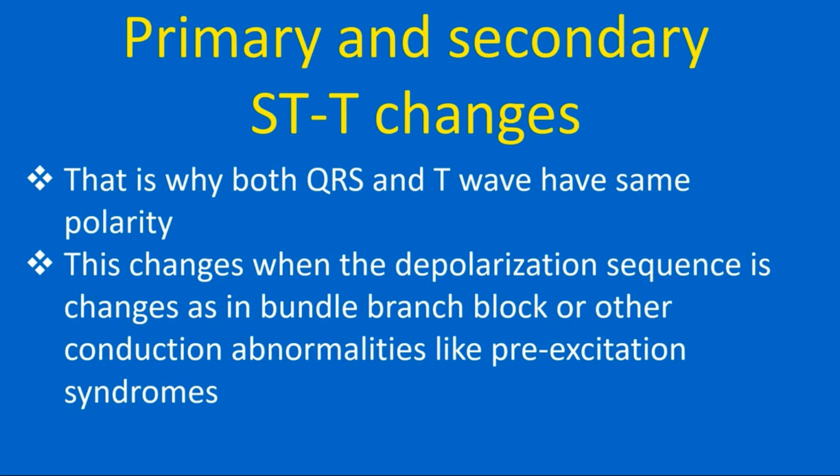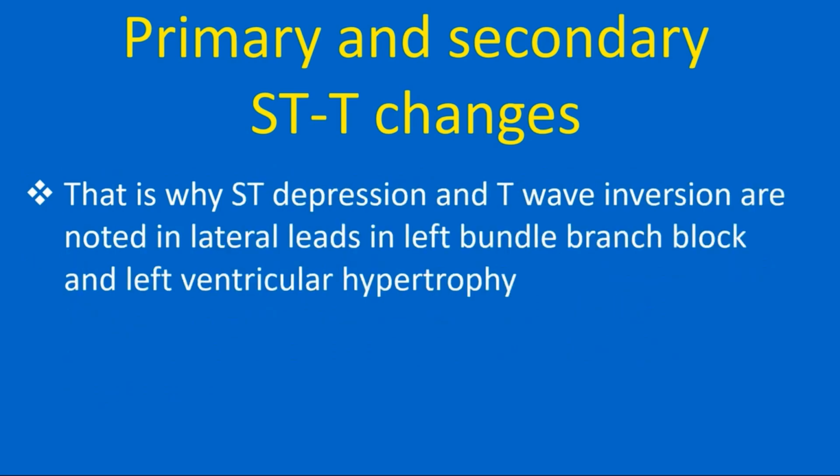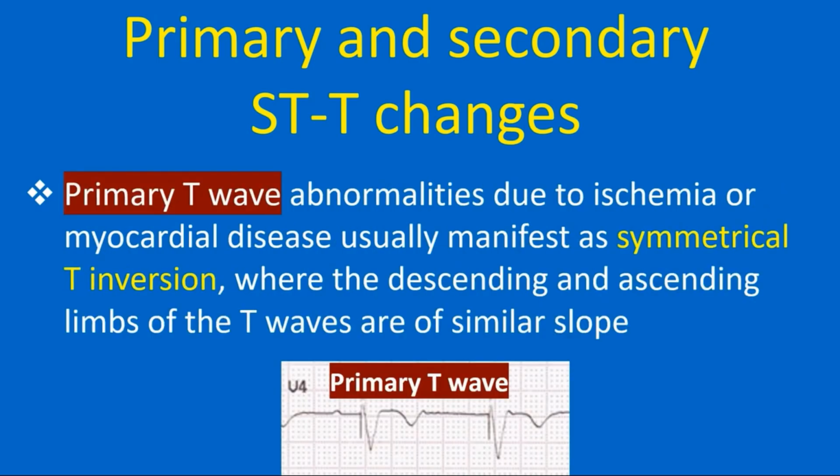This changes when the depolarization sequence is changed, as in bundle branch block or other conduction abnormalities like pre-excitation syndromes. That is why ST segment depression and T wave inversion are noted in lateral leads in left bundle branch block and left ventricular hypertrophy. Primary T wave abnormalities due to ischemia or myocardial disease usually manifest as symmetrical T inversion, where the descending and ascending limbs of the T waves are of similar slope.